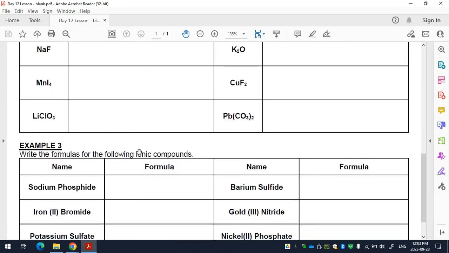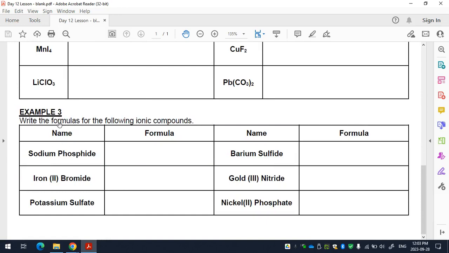Okay? And then here, what do you do here? You have the name. You have to give me the formula or the chemical symbol. So sodium phosphide, that was Na3P. Now, I don't care if you show me how the crisscross happened. If you just write the final answer and it's correct, you get full mark.